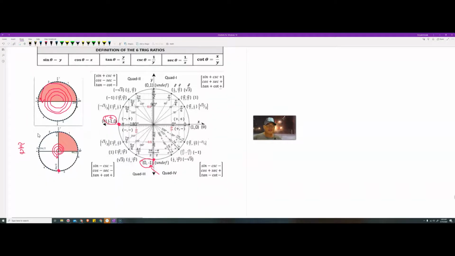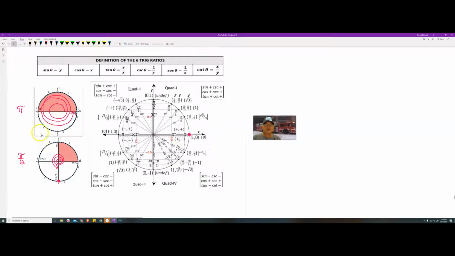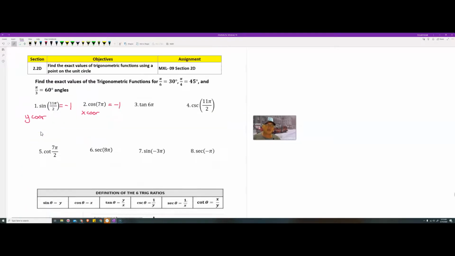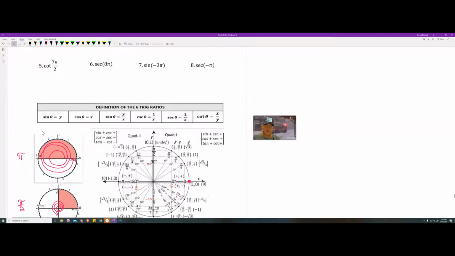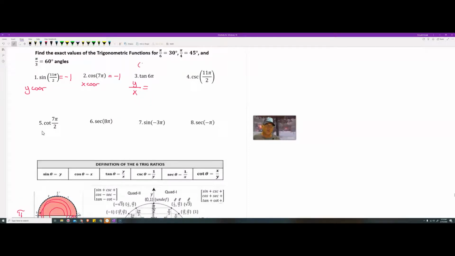All right, the tangent of 6 pi. These are my pi pieces up here. It's half of a circle. Start at the positive x-axis: 1, 2, 3, 4, 5, 6. I would land right there, and it's asking me for the tangent. Tangent is y over x, and that lands at the point 1, 0. So that's 0 over 1, which is equal to 0.